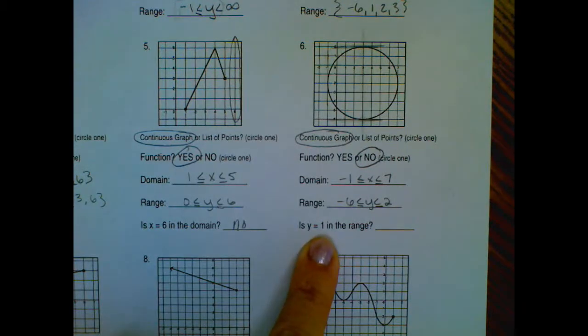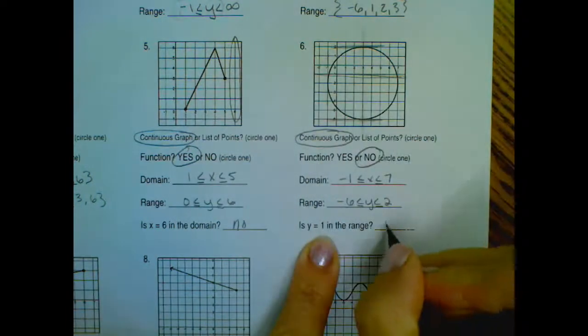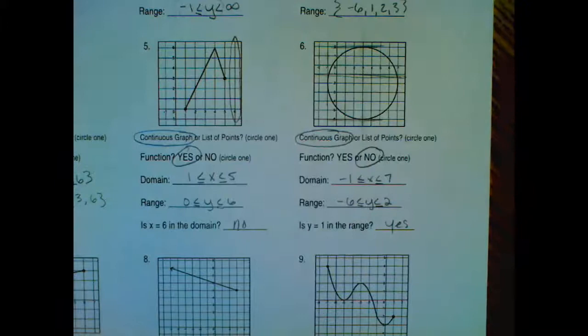Y equals 1, is that in the range? Yes, it sure is. Right here at 1, we have some points there. So that's considered to be in our range.